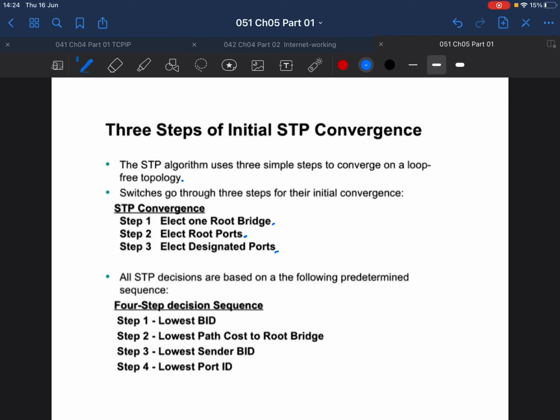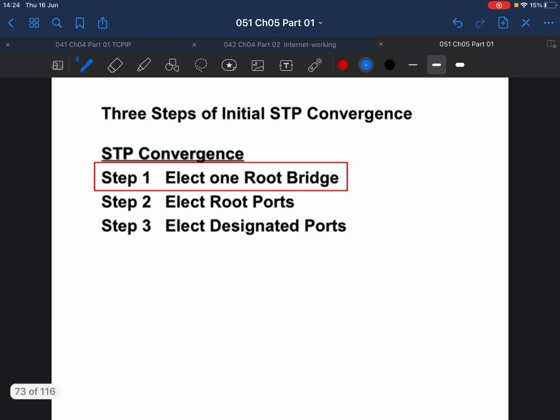All STP decisions are based on the following predetermined sequence. 4-step decision sequence. Step 1, lowest BID. Step 2, lowest path cost to root bridge. Step 3, lowest sender BID. And step 4, lowest port ID. 3 steps of initial STP convergence. Step 1, elect one root bridge.